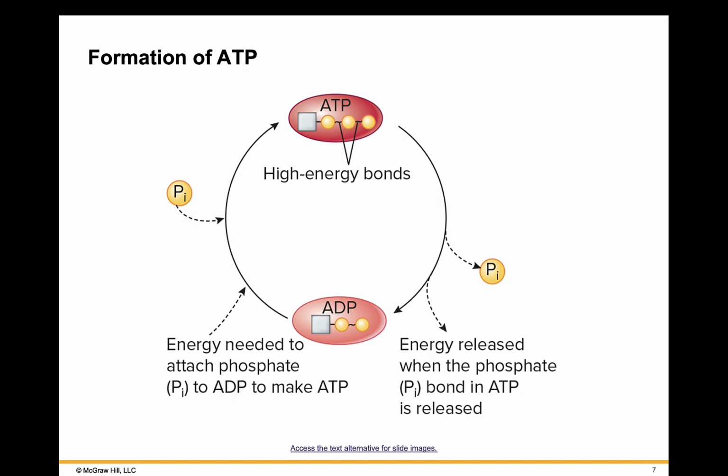Now here we're looking at a cycle as far as the formation and breakdown of ATP. Let's start first with the formation of ATP. The starting point is ADP, adenosine diphosphate. Energy is necessary to attach the phosphate group to make it ATP. And notice we have these high energy bonds in the phosphate groups. Then, basically, we're going to see ATP hydrolyzed. Energy is going to be released along with a phosphate.